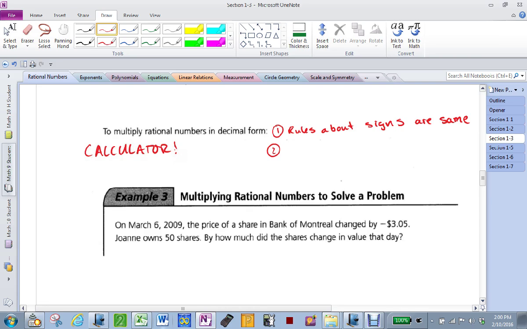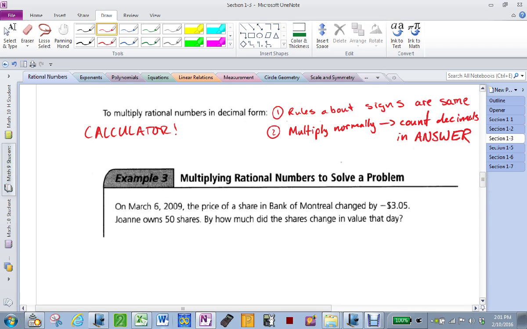Until grade 10, where on your provincial exam next year, there's going to be a section without a calculator. So I'm going to remind you of how to do this. You know how to do this from grade 6. How do you multiply without a calculator? You multiply normally, and then you count decimal places. Count decimals in the answer.